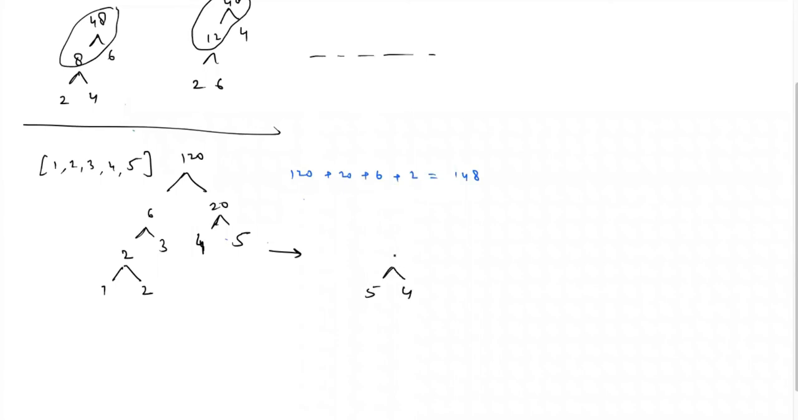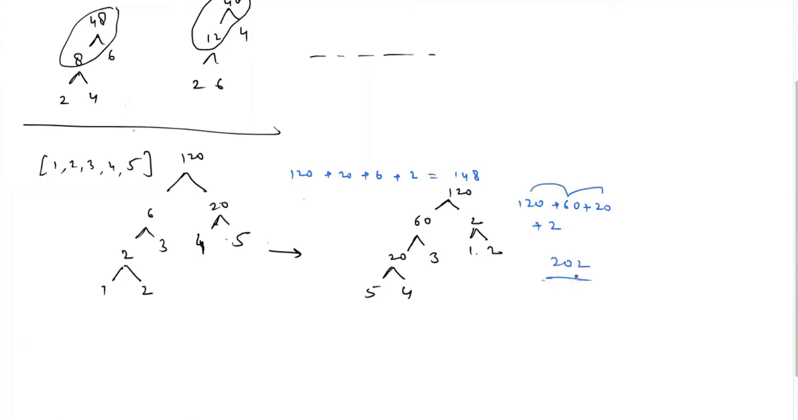If we take another example, let's say we have 5 and 4. So 5 fours are 20, and maybe what we are doing is that we are adding 3. So 60. Let's say 1 and 2 here, so 2, and then 60 into 2, 120. So in this case, the sum of all the non-leaf nodes will be 120 plus 60 plus 20 plus 2. So this will come out to be 202, if I'm not wrong. So obviously this 148 is less than 202.